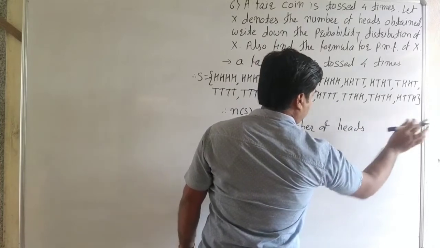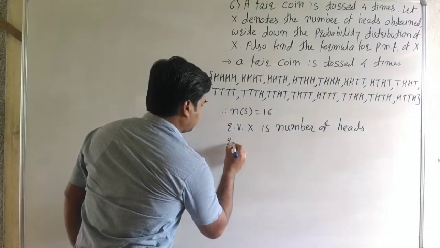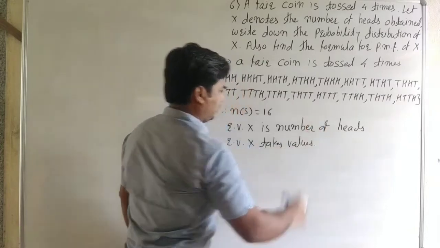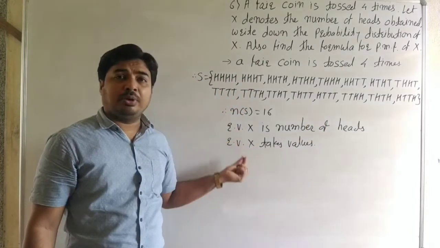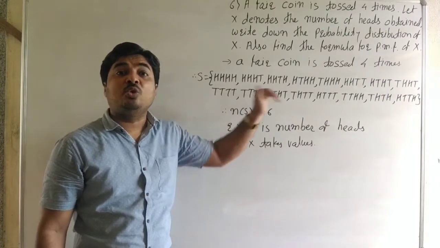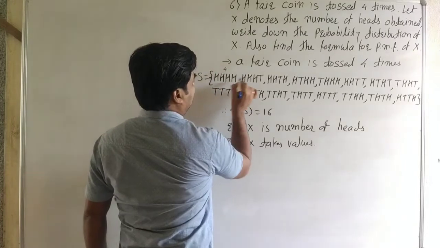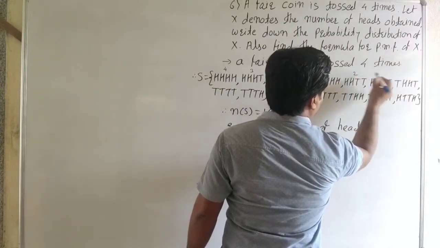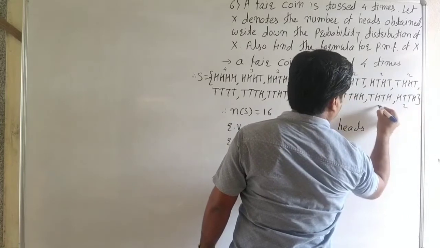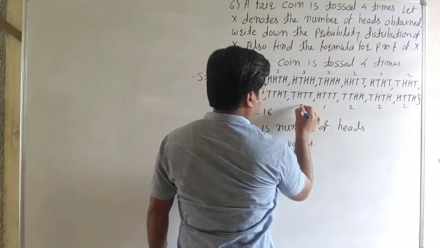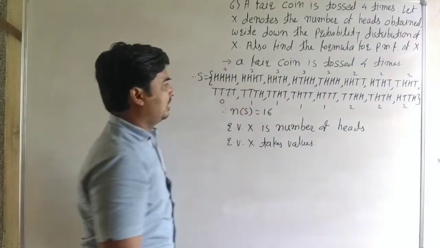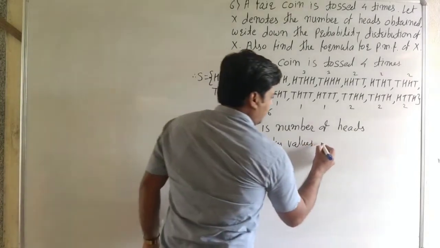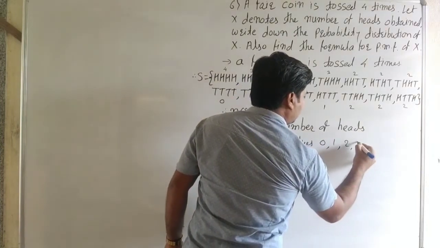When a coin is tossed 4 times, the random variable takes values. See carefully. X is the number of heads, so we count the number of heads in each outcome. Here, in the first outcome, there are 4 heads. Then 3, 3, 3, again 3. Then 2 heads, 2 heads, 2 heads, 2 heads, 2 heads. Here 1 head, 1 head, 1, 1, and here 0 heads. That means random variable X takes the values 0, 1, 2, 3 or 4.